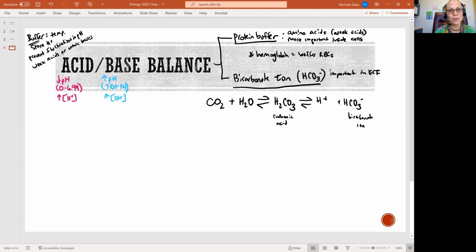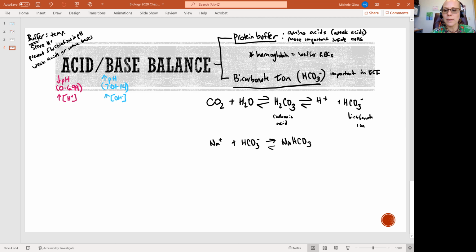Now, in our body fluids, remember, we have a whole ton of sodium. So what we'll see is the sodium will pair with that bicarbonate ion to make sodium bicarbonate.